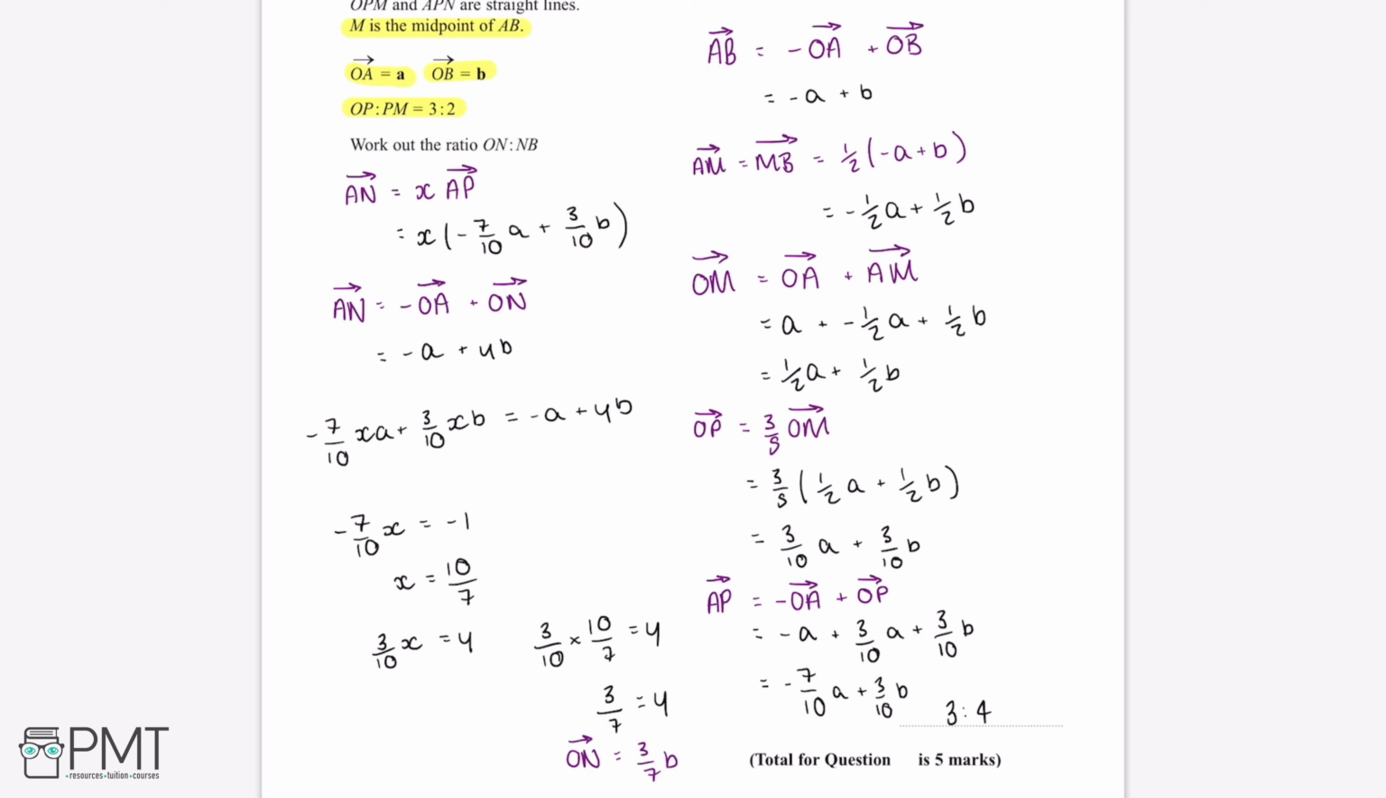Now this question's worth 5 marks. We'll get our first mark for working out the vector AB. We'll get our second mark for working out the vector OM. We'll get our third mark for working out the vector AP. We'll get our fourth mark for expressing ON as a constant multiplied by b, and using this to work out the value of the constant. And our fifth mark for the correct answer.